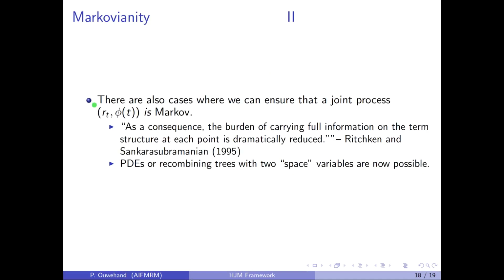But there are also cases where we can ensure that a joint process given by the short rate and a process phi t is jointly Markov. To quote a paper by Ritchken and Sankarasubramanian in 1995, as a consequence, the burden of carrying full information on the term structure at each point is dramatically reduced. This is because you just need to keep track of Rt and phi t at every time t and not the entire history up till time t. Now partial differential equations or recombining trees with two space variables, namely r and phi, are possible.